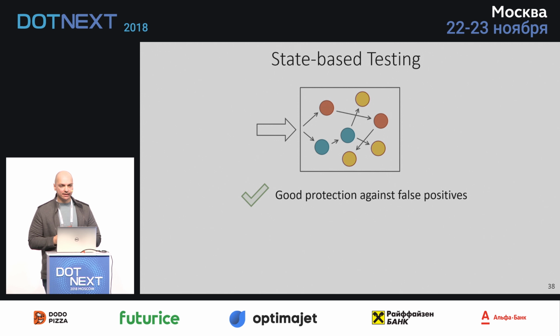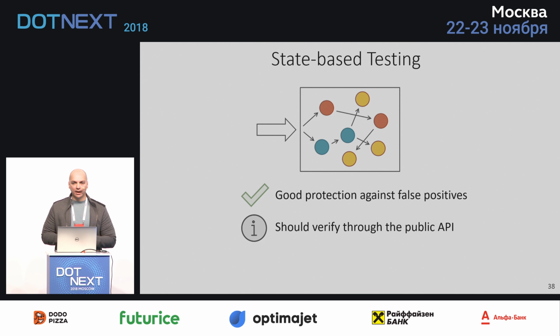The second type of testing, state-based testing, is more prone to false positives, but it's still good enough. You just need to make sure that you verify the API of the system under test and don't expose any implementation details of the system under test. You don't violate its encapsulation.